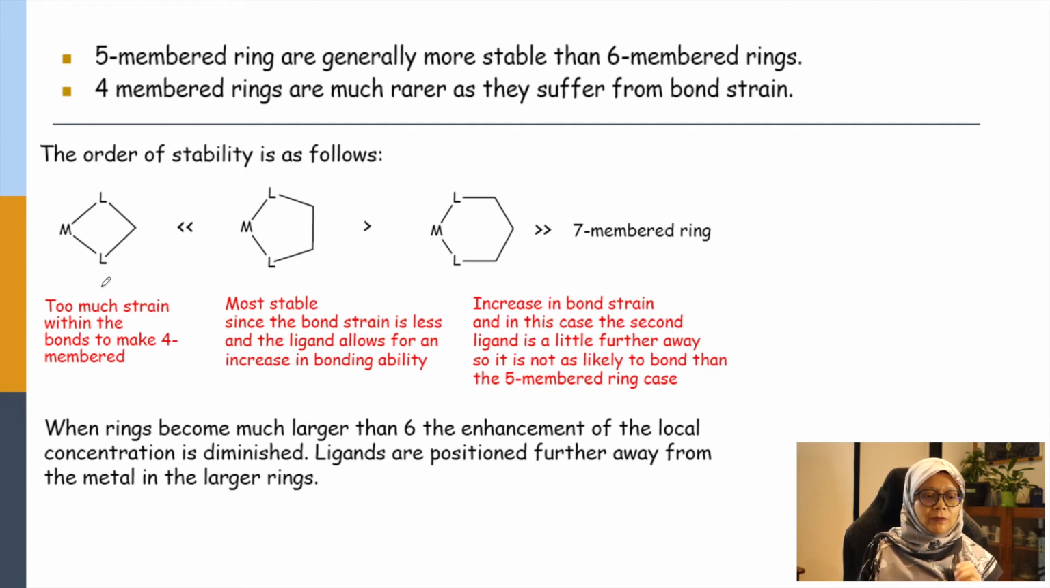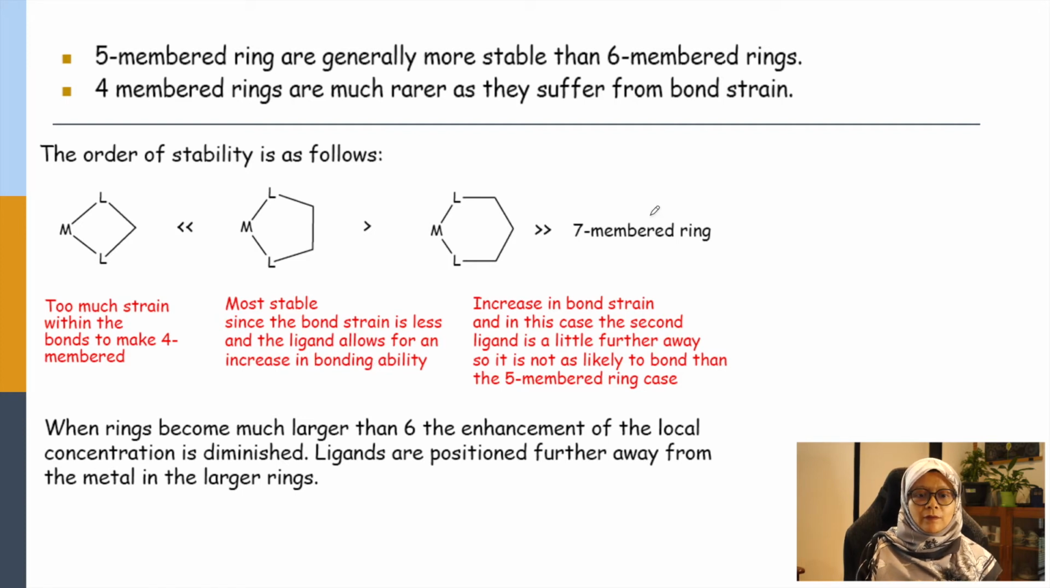Okay, so for the 4 membered ring, it has too much strain within the bonds to form, while for the 5 membered ring, they are the most stable, since the bond strain is less and the ligand allows for an increase in bonding ability.